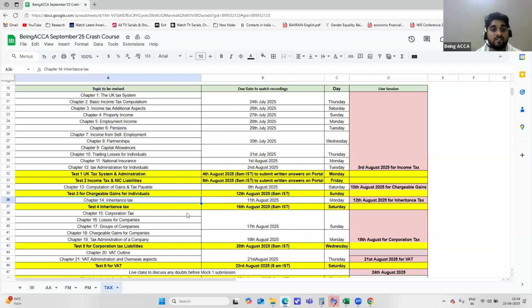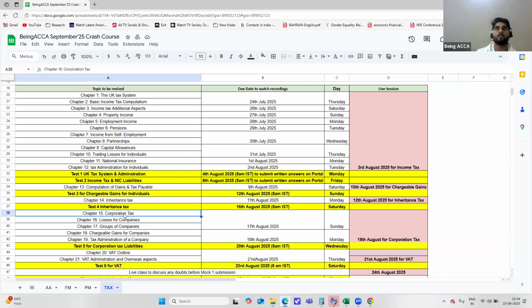So after that, once you're done with your inheritance test exam on 16th of August, that by 8 a.m., we'll move on to the corporation tax. So corporation tax, many of the topics are similar to the income tax for individuals, but we will be identifying the differences between the companies and the individuals. So those will be included in all these sessions.